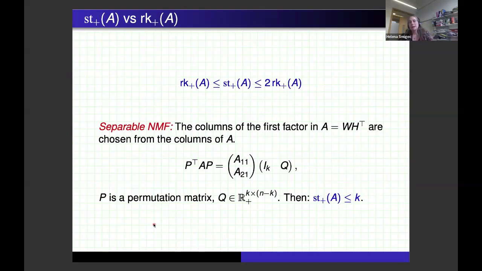There are several versions of NMF studied in the literature. One of them is called separable NMF. And in this case, we're looking at a factorization where the first matrix W consists of certain columns of the matrix A. So we permute our matrix A so that we have some submatrix consisting only of columns of the matrix A as a first factor. That's called separable NMF. And once I see such a factorization, with K columns in the first factor, then I know that the SNT rank of A will be less than or equal to K. That can be proved. So in this case, the ranks are closely connected.